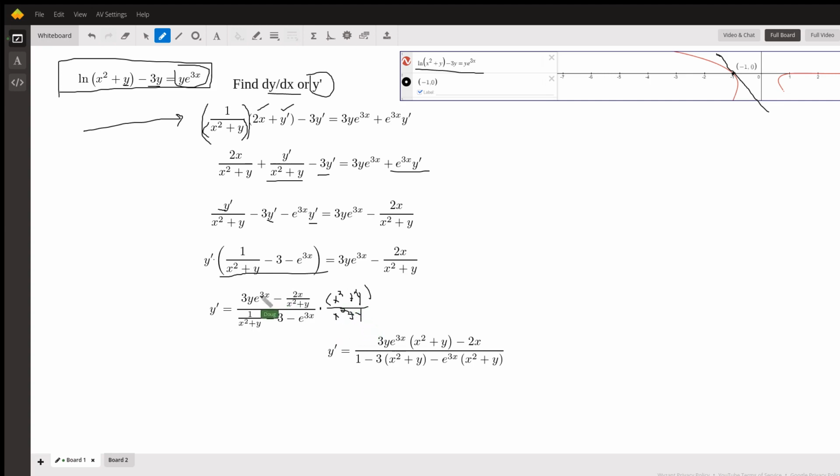So when I take x squared plus y times both terms of the numerator, when I take it times this term, the x squared plus y's cancel out. That's why I just have a minus 2x here. And then times every term in the denominator, these cancel out. But I have -3 times the x squared plus y, minus e^(3x), plus x squared plus y. Now you could remove the parentheses and check to see if there are any similar terms, but I don't think there are. So this is just as good an answer as any.